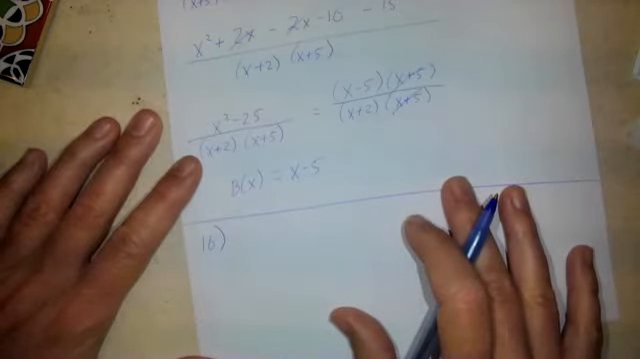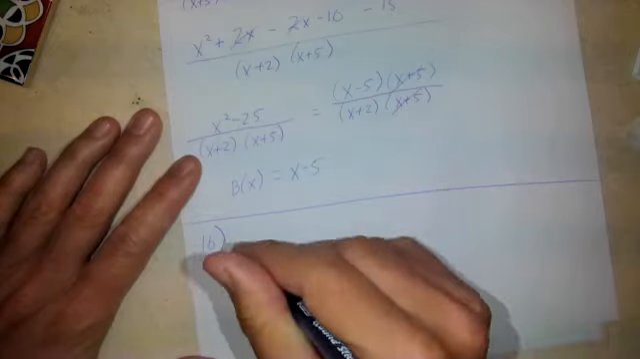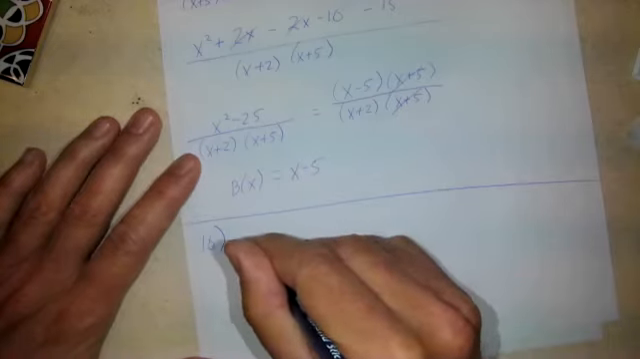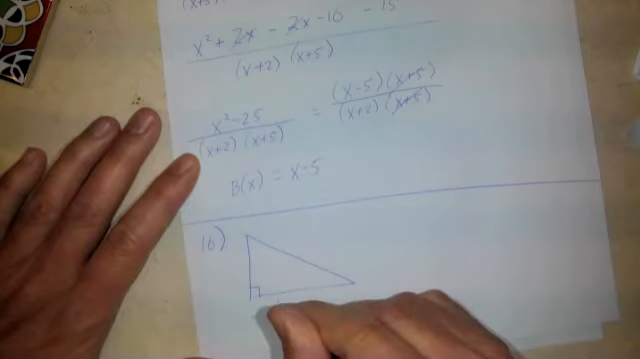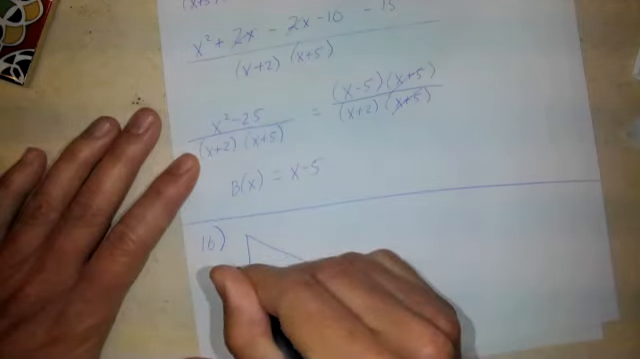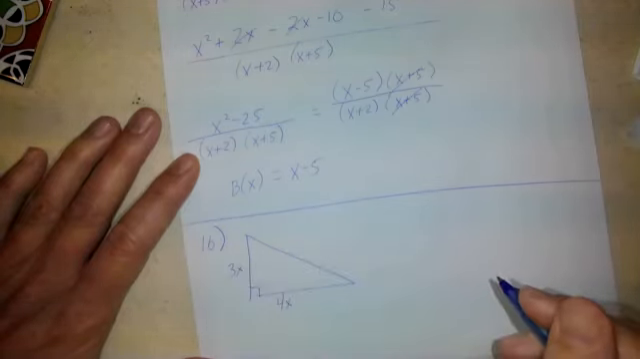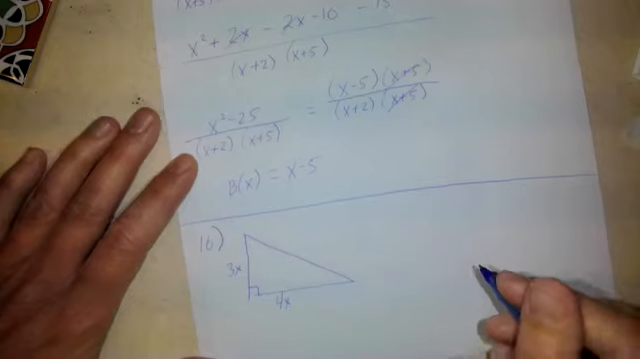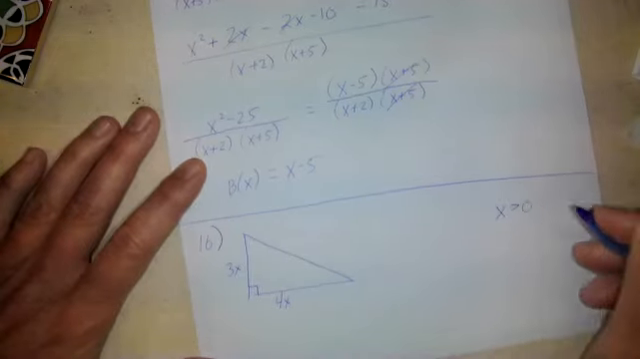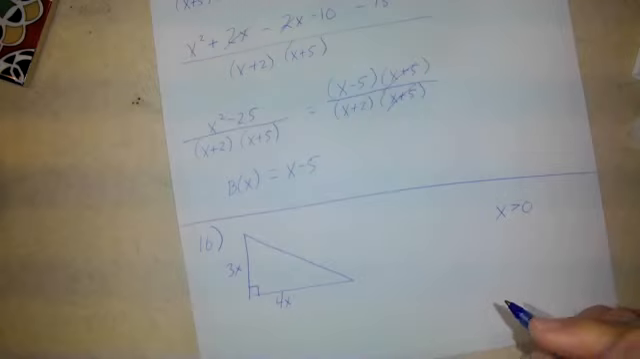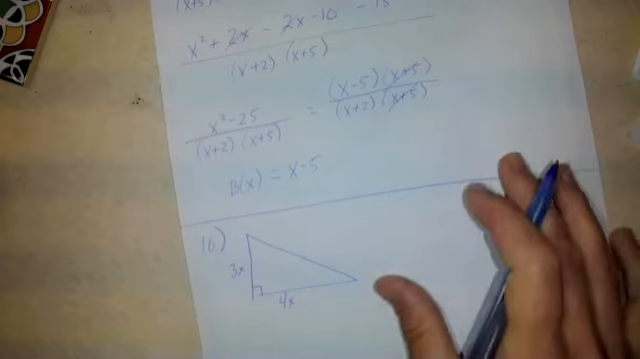Problem number 16 says, find the ratio of the area of the triangle to its hypotenuse. I am drawing this triangle backwards from what they drew, it just seems to fit a little bit better. There is a 4x. There is a 3x. What are the restrictions on x? X has to be greater than 0. Clearly, you cannot have a triangle where one of the sides is negative or even 0.